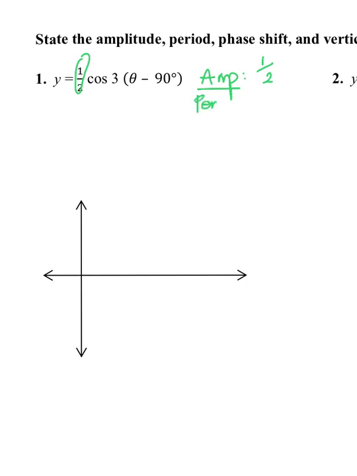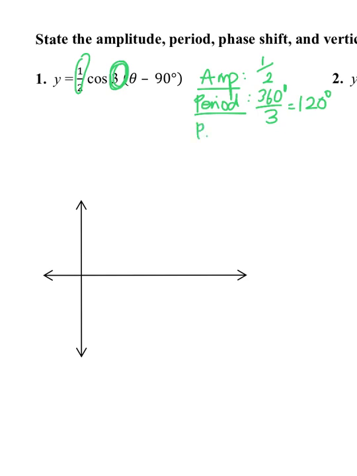The period, I can see that we're in degrees right here, but the period is going to be affected by what's being multiplied inside the function, the cosine function. So if you remember, it's the original period of 360 divided by what's being multiplied inside the function, which is that 3, giving me 120 degrees for my period.